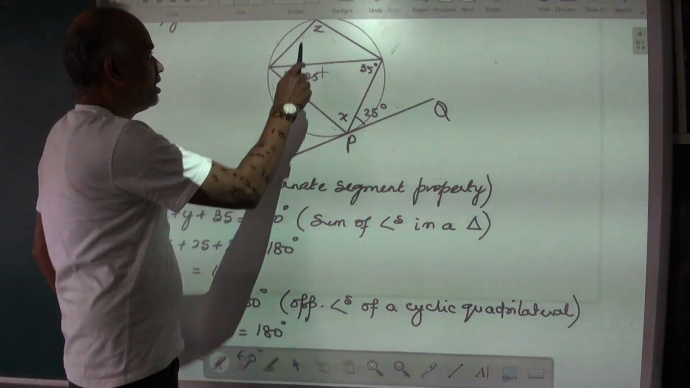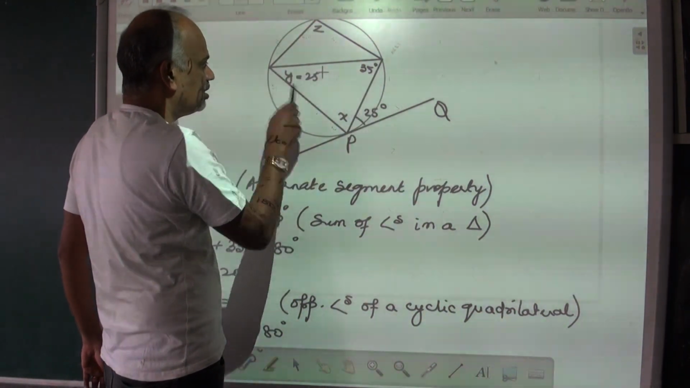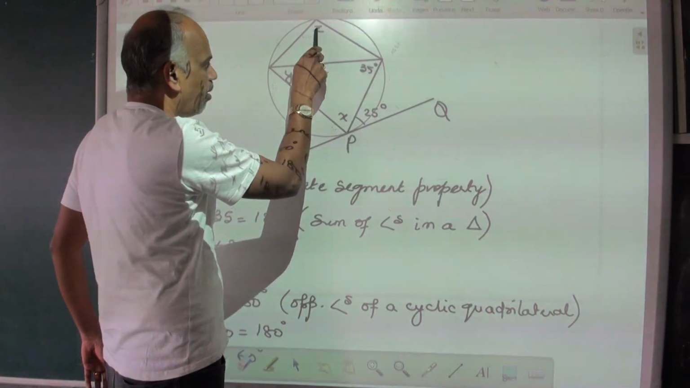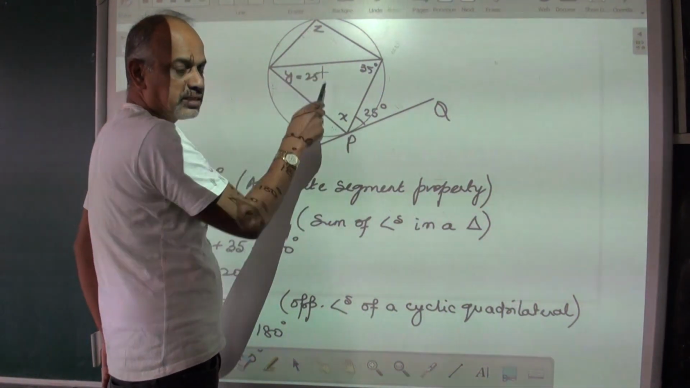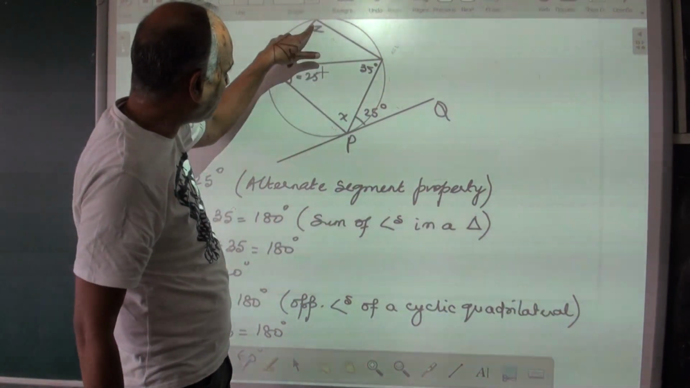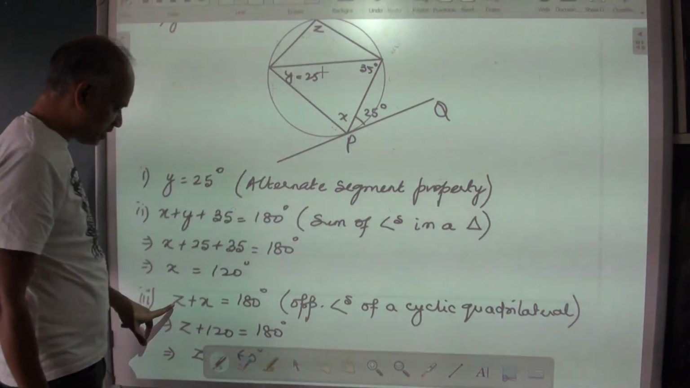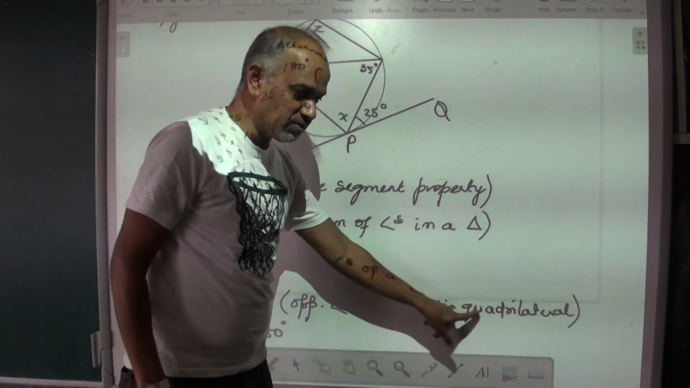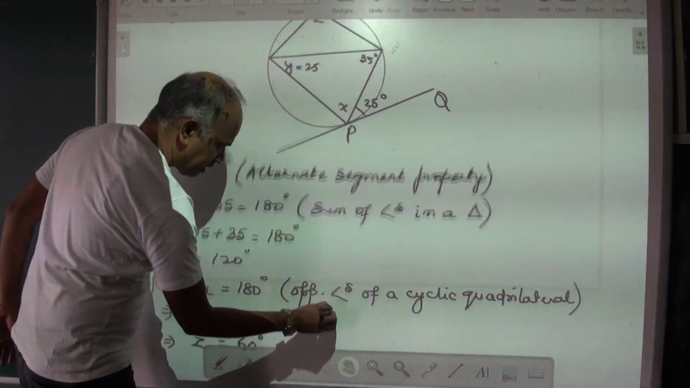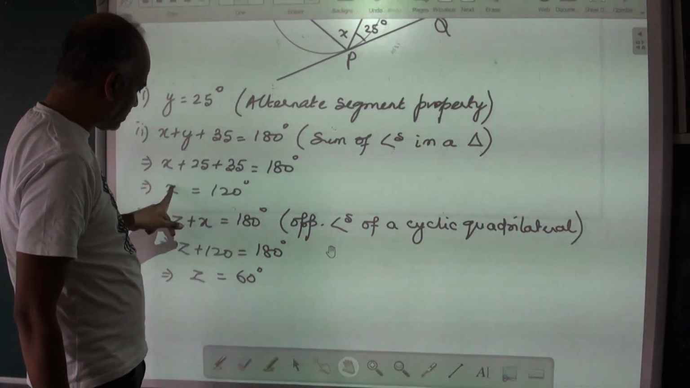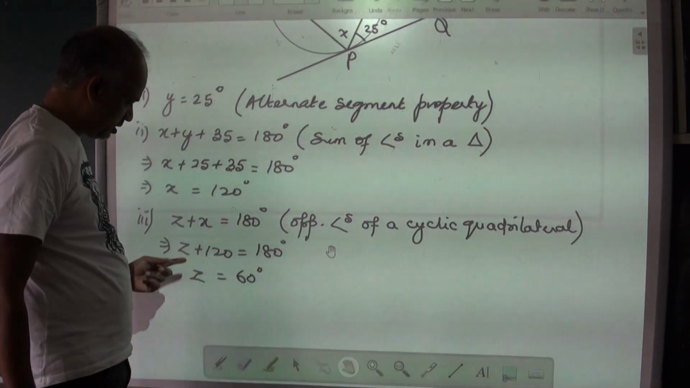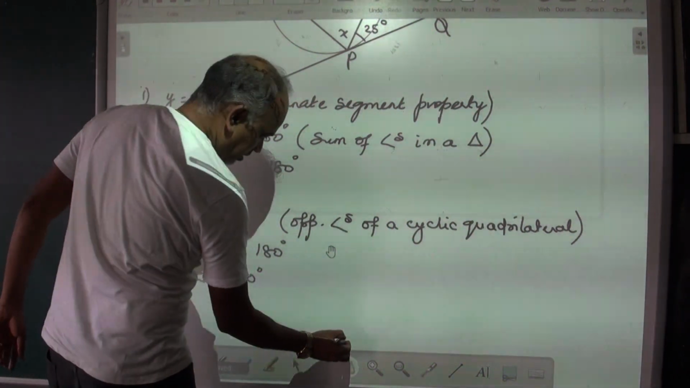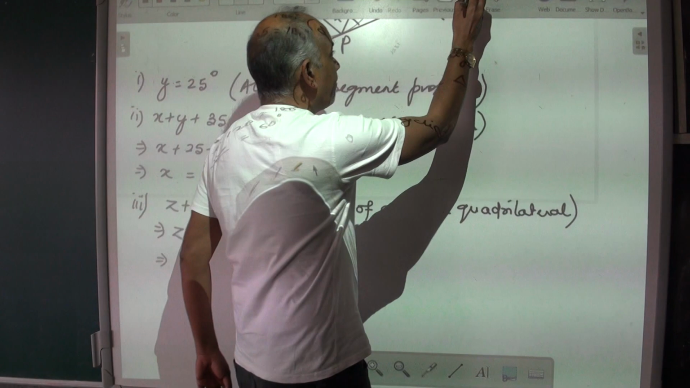If you look at this figure, this is a cyclic quadrilateral from the previous chapter. Opposite angles of a cyclic quadrilateral are supplementary, which means this and this, if you add, you should get 180. So our next step is z plus x gives you 180 degrees, opposite angles of a cyclic quadrilateral. So z plus x's value, 120, is equal to 180. So z is equal to, shift 120 that side, that gives you 60 degrees. So that was the next.